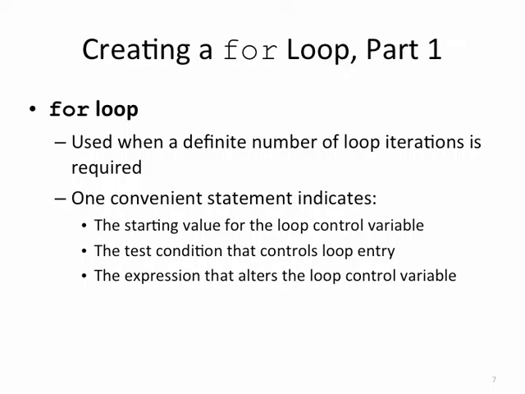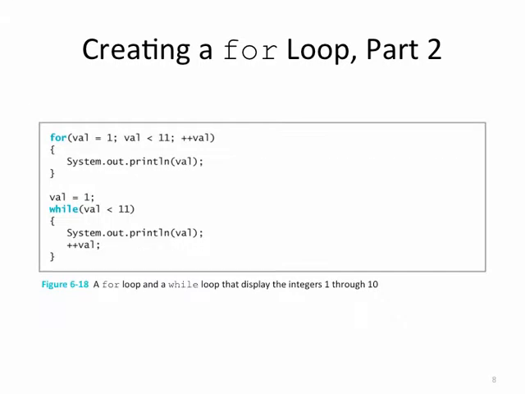I enjoy the for loop because it includes the initialization, the test, and the increment all in one place. Here's an example. For val equals 1, that's the initialization. Notice the semicolon. val less than 11, that's the test. Notice the semicolon. ++val, that's the increment. So all 3 of those, initialize, test, increment, or update, are included in the loop header.